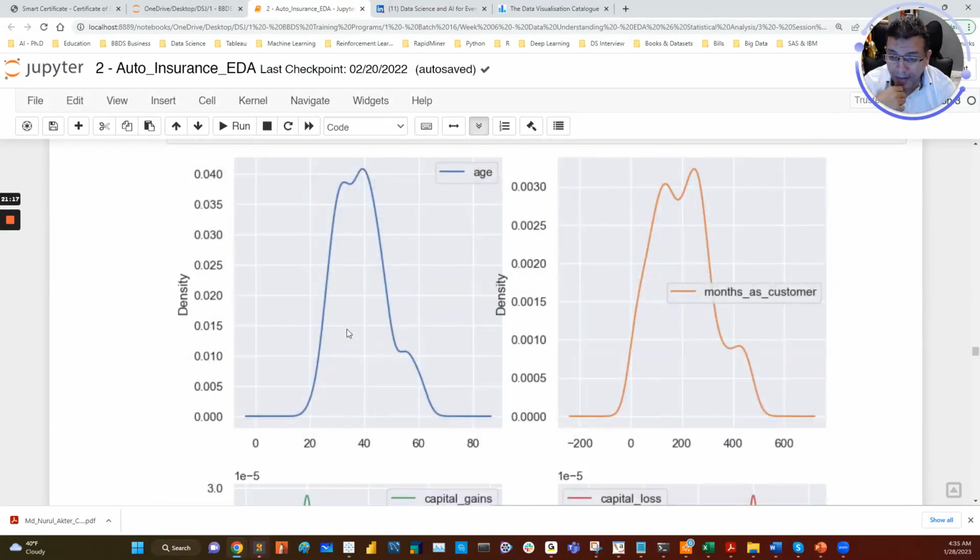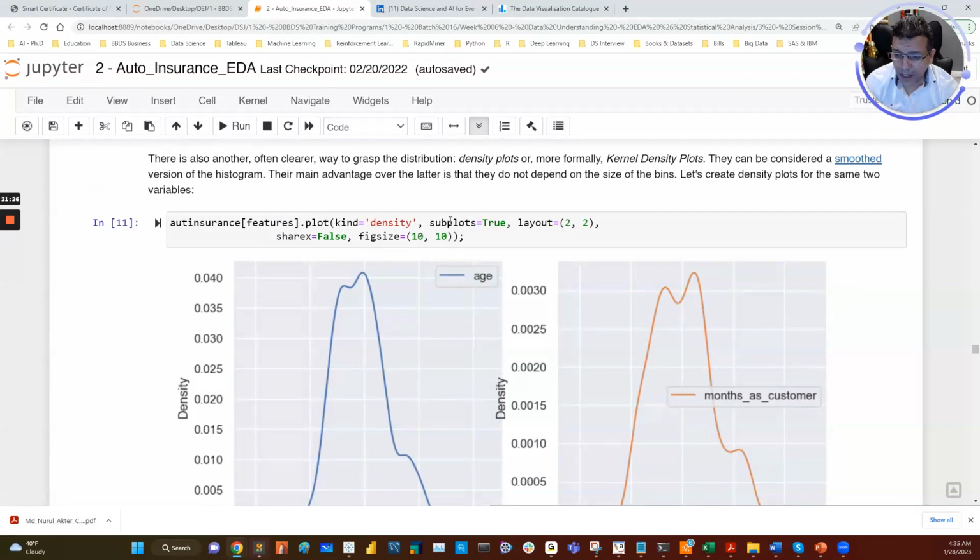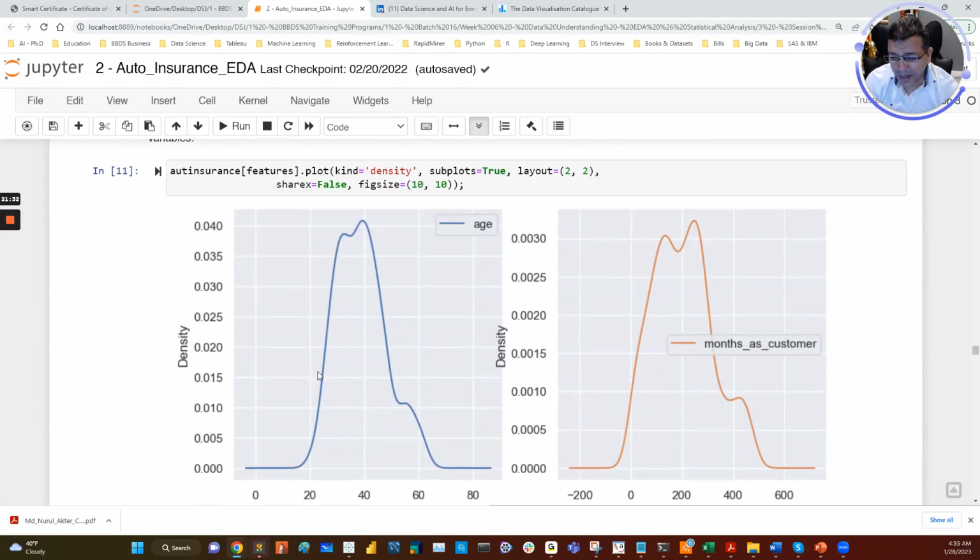It does provide the skewness and also the similarity. So if you look at this, age and the month as a customer, they basically have the same pattern. That simply means most likely they have the same information. They carry the same signal. They carry the same value.